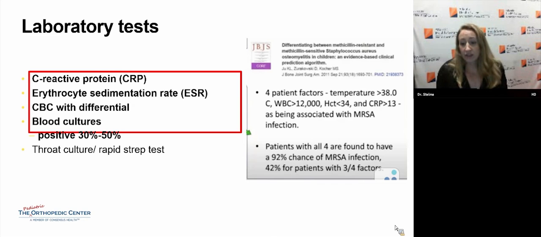it can also help predict what organism is found. And the other thing that goes along with MRSA infections in kids with osteomyelitis and a little bit older kids is the development of DVT. They're more at risk for developing a DVT if they have a MRSA infection.